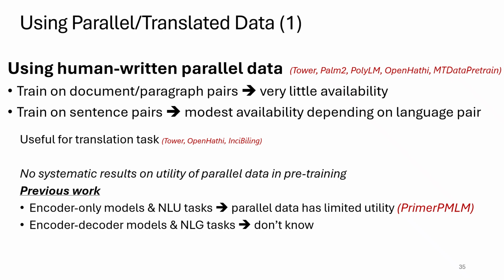So yeah, just delving further, we could use human written parallel data, as I said, on the document or paragraph level, which is of very limited availability. Training on sentence pairs, more data is available. So there are some results, but I think more experiments need to be done. Most of the results previously have been with encoder-only models and NLU tasks, or encoder-decoder models with NLG tasks. So how does this translated data really impact downstream tasks when it comes to decoder-only models? That's something to be studied.